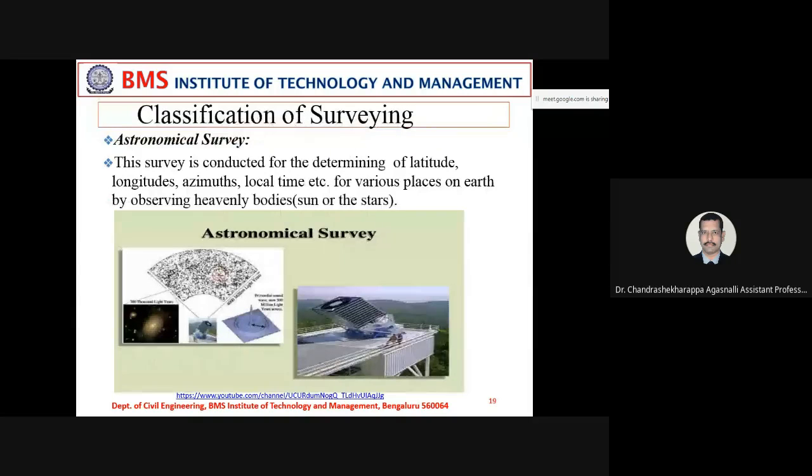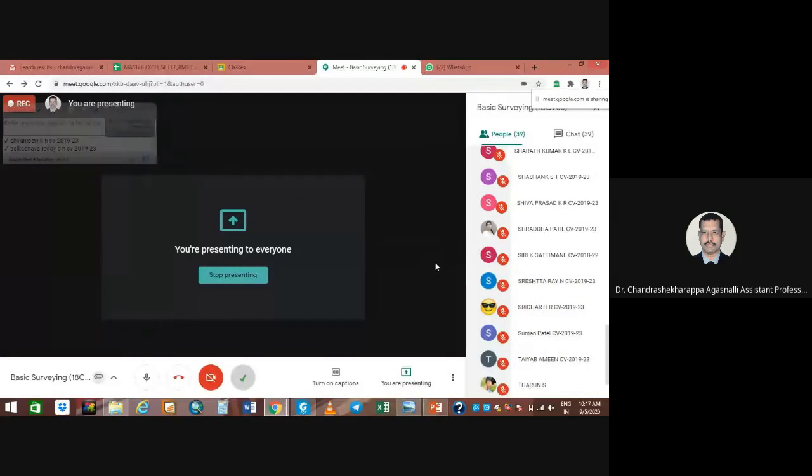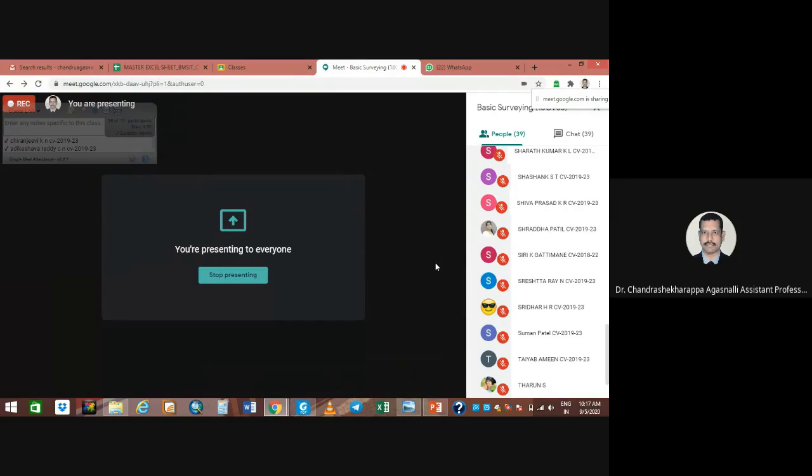Okay. Then astronomical surveys. This survey is conducted to determine the latitude, longitude and azimuth, and also to locate the time. This is called an astronomical survey, for various places on the earth, by observing the heavenly bodies, the sun or the stars. Right. Do you understand the classification of survey? Astronomical survey, geological survey, engineering survey, hydrological surveys.